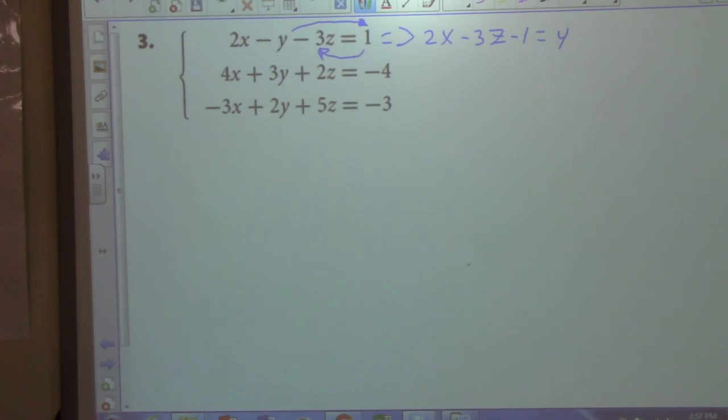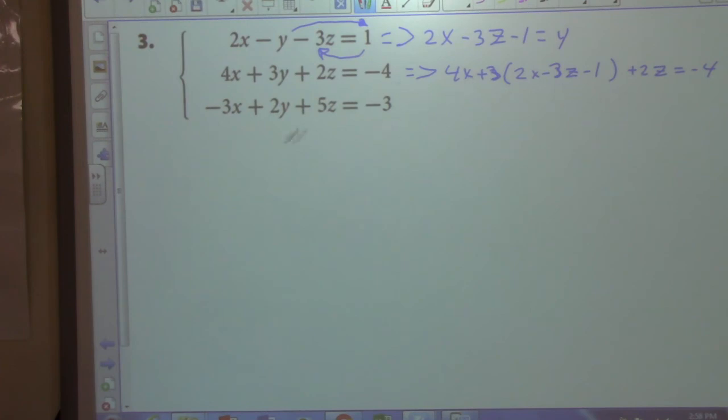So right now, what we're going to do is take this one and plunk this in the place of this y here. Okay? So 4x plus 3, and I'm going to open the parentheses wide here for that, plus 2z is equal to negative 4. So this is going to go right here in the place of this y, which is going to be 2x minus 3z minus 1. Okay, is that legible enough?